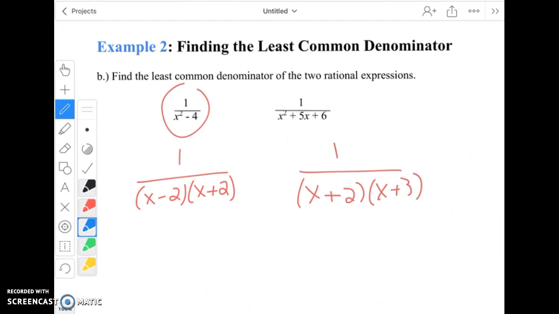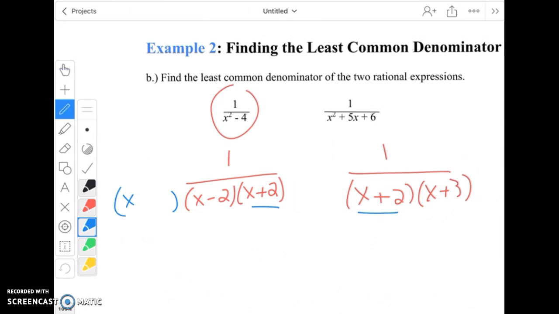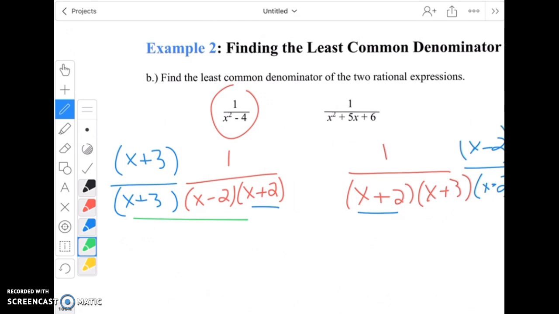Now, we just have to look at the left-hand side and the right-hand side and say, okay, we have these in common, but my left-hand side is missing an x plus 3. So again, we have to multiply that by the top and the bottom. And the left-hand side is missing an x minus 2. So now on the right-hand side, they might not be in order, but we have an x plus 3, an x minus 2, and an x plus 2. On the right-hand side, we have an x plus 2, an x plus 3, and an x minus 2. So everything is the same.